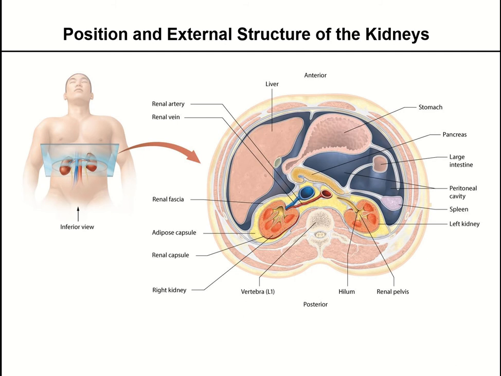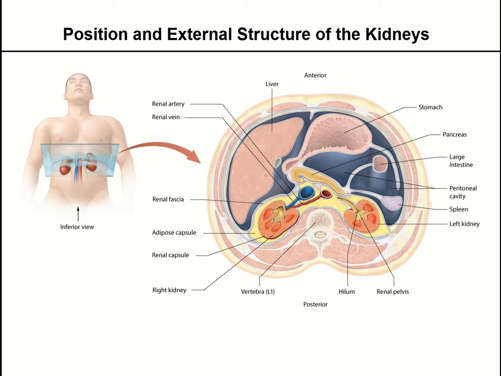So I want you to make sure that you know where the kidneys are relative to other structures in your body. And the kidneys are located along the posterior body wall from the vertebral levels T12 to L3, with the right kidney slightly lower than the left kidney because of the location of the liver.